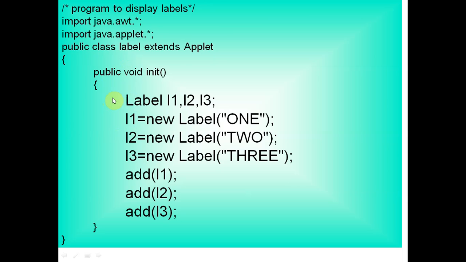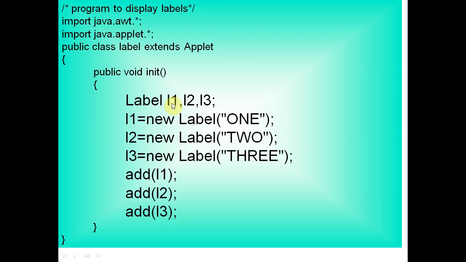Suppose in this program we have three labels, L1, L2 and L3. We have to attach all three labels on the applet. So we'll write the program: public class label, the name of the class is label, and it extends the Applet class. Before starting the applet, we have to import java.awt and java.applet.*, and inside this we will write the init function.